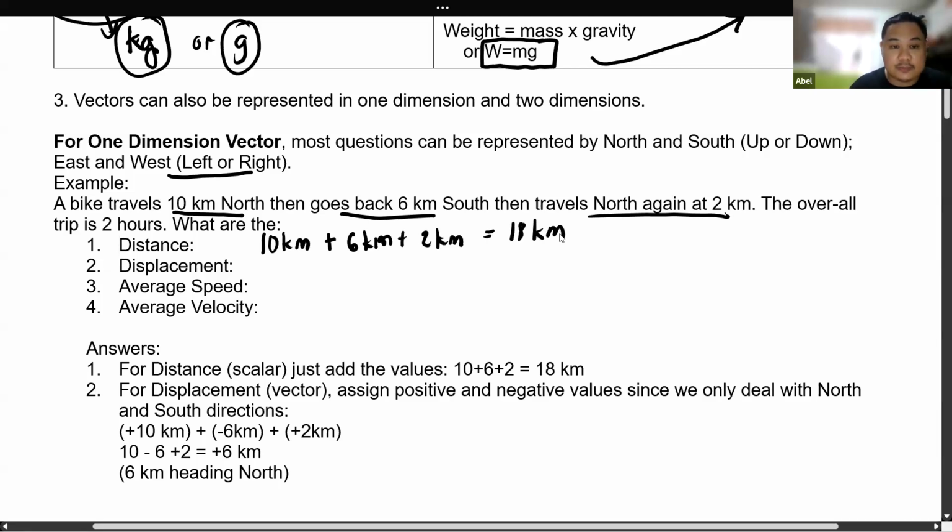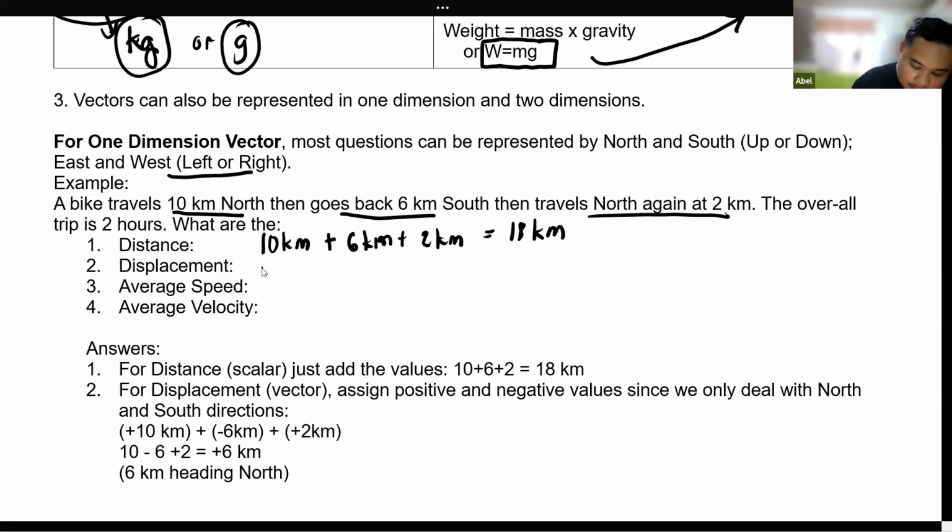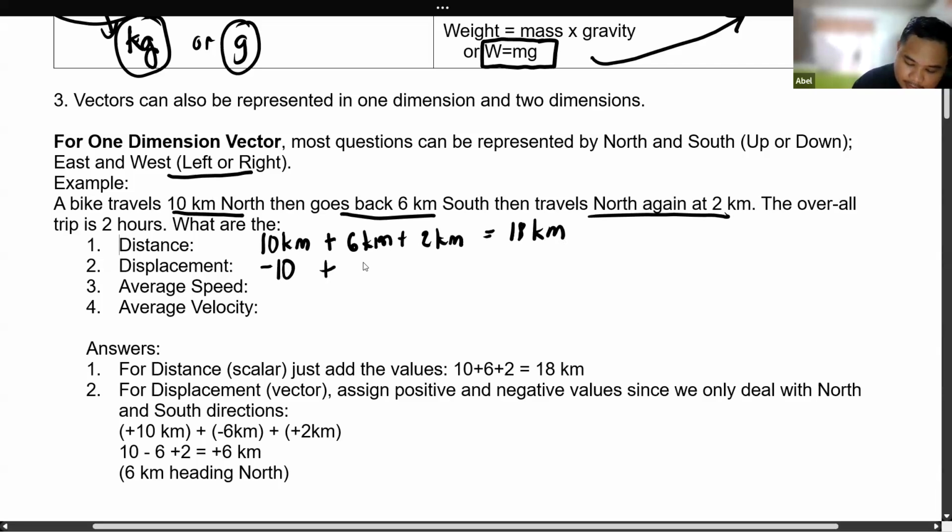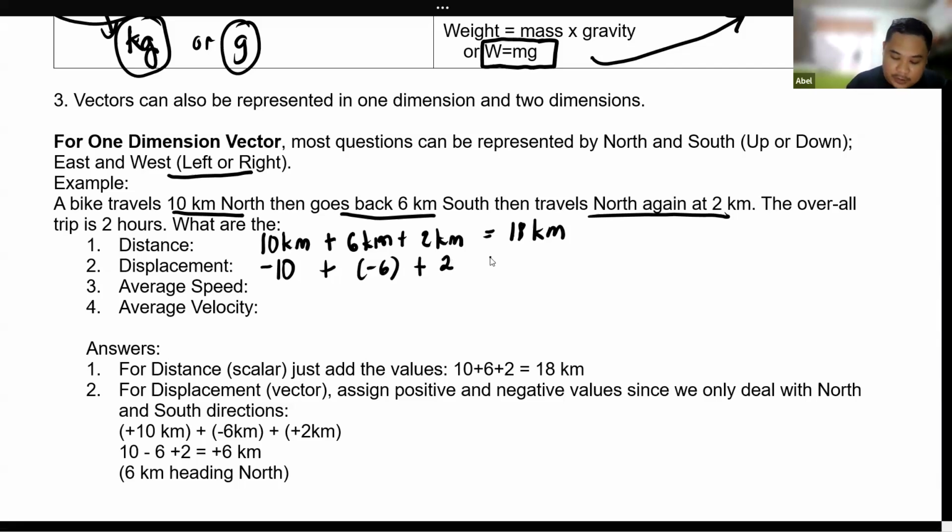Now, how about the displacement? For the displacement, we represent 10 kilometers north as positive 10, and then we add 6 kilometers south as negative 6, and then plus 2 kilometers north again. So that would be 10 minus 6 is 4, plus 2. So that would be 6 kilometers.